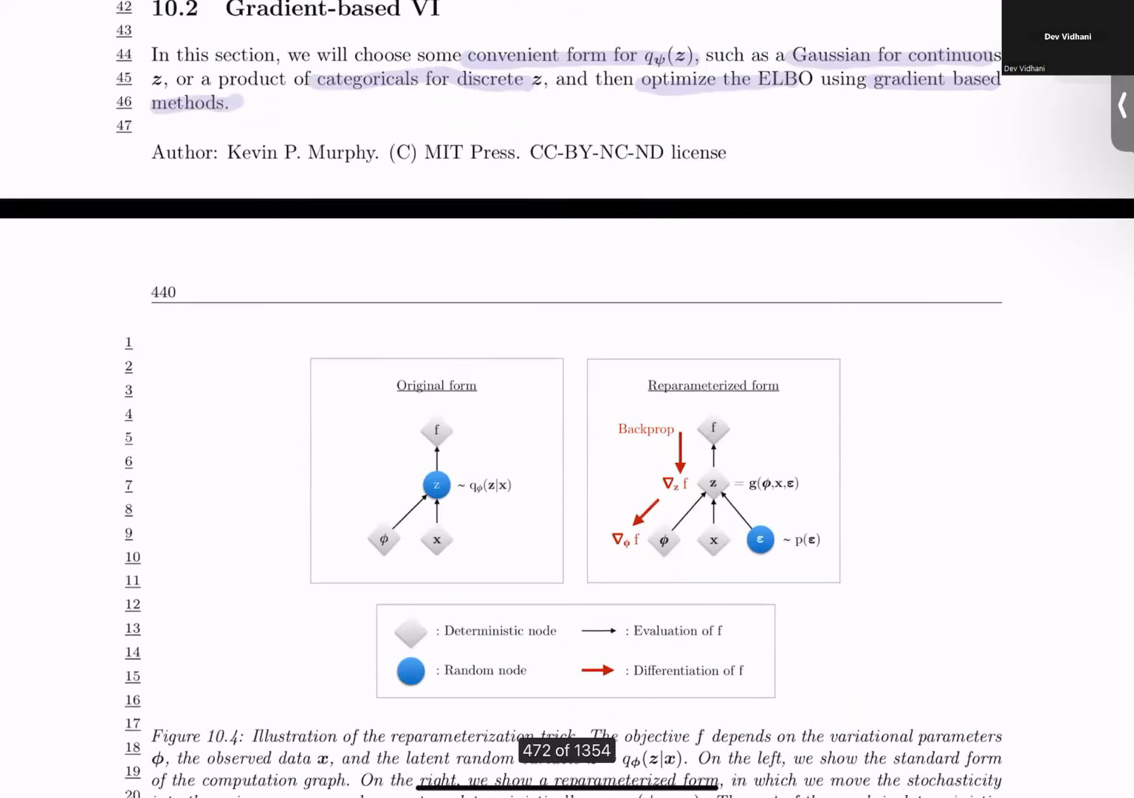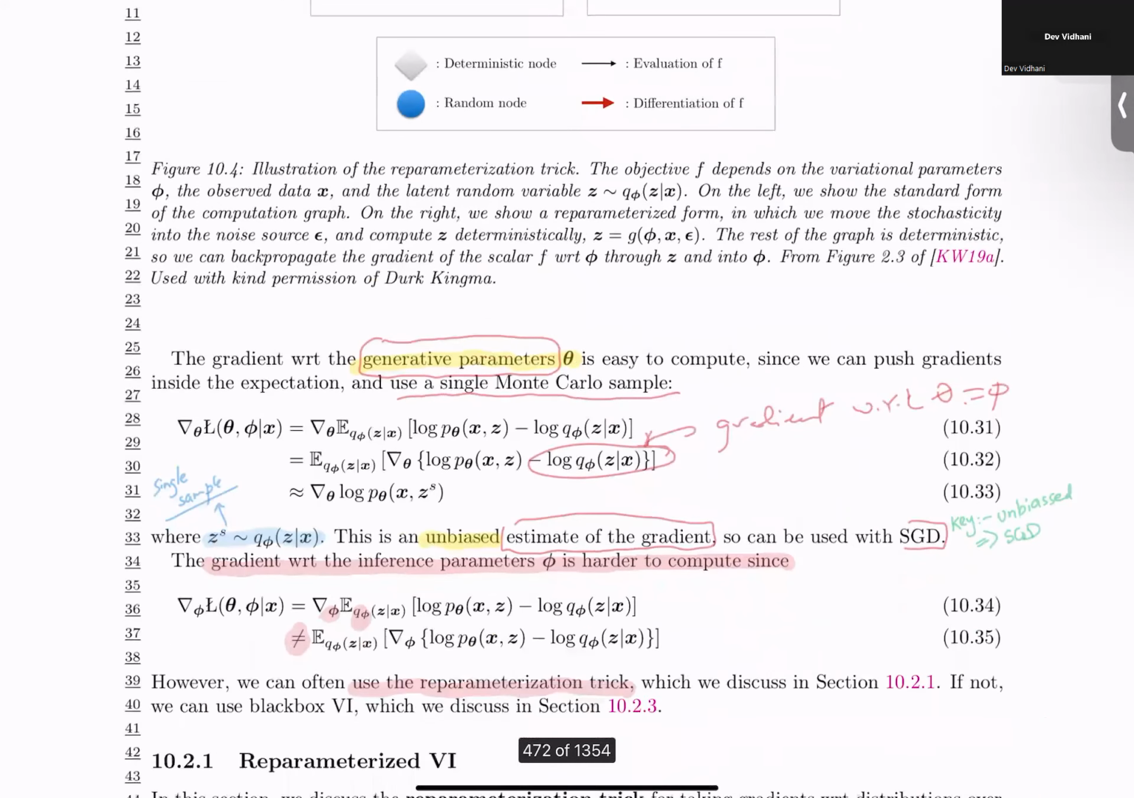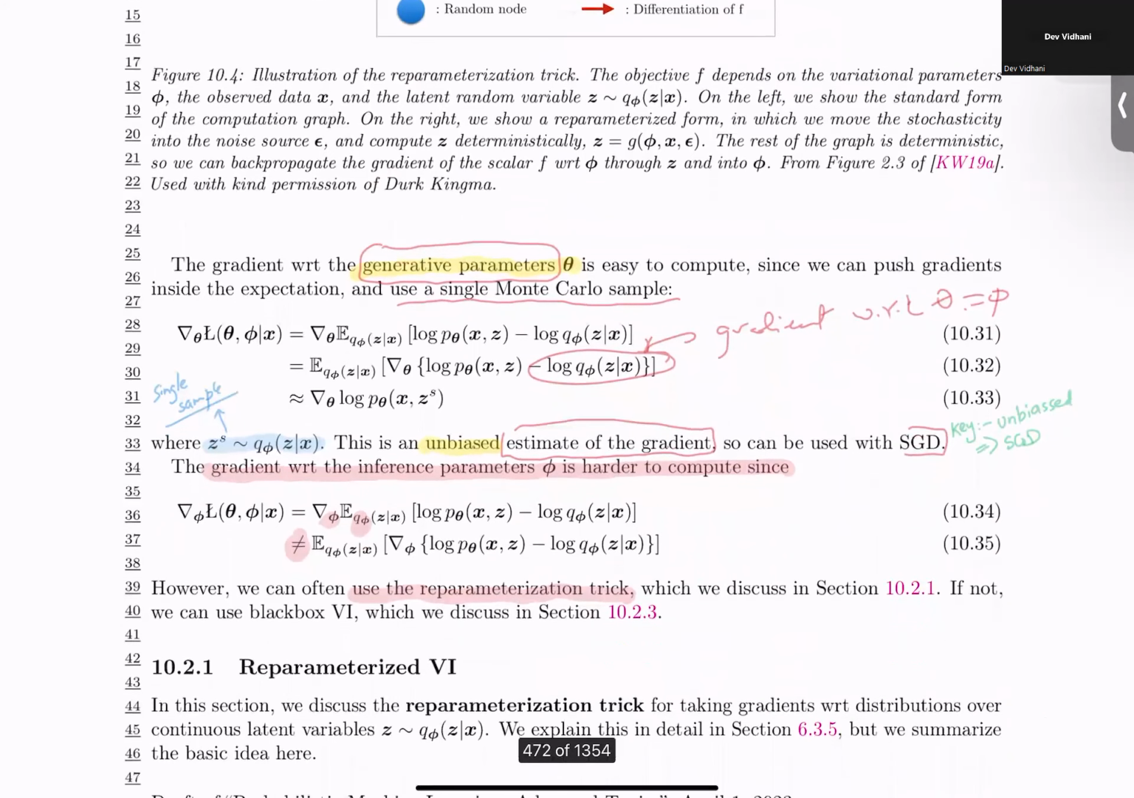The simple optimization that we have to do is to find both theta and phi. So we take the partial derivative with respect to theta of the ELBO, and we take the partial derivative of the ELBO with respect to phi, and then we are trying, with an iterative step as shown in 10.1, to optimize and find theta and phi.